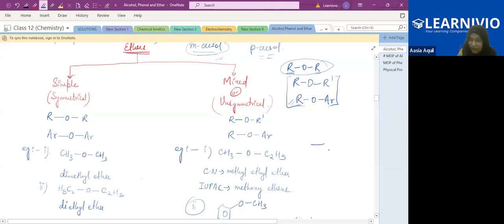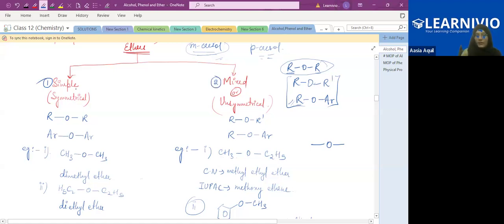Ether means this is a linkage. This linkage is the ether linkage, and on the left and right side there will be an alkyl group or an aryl group. It could be any alkyl or aryl, so accordingly you will give the name. Basically there are two types of ethers: first, simple ether, and the second, which is known as mixed ether.